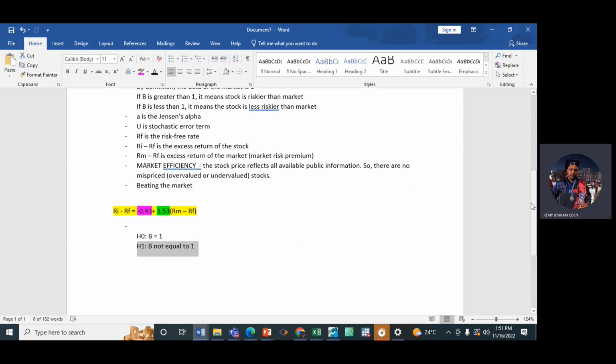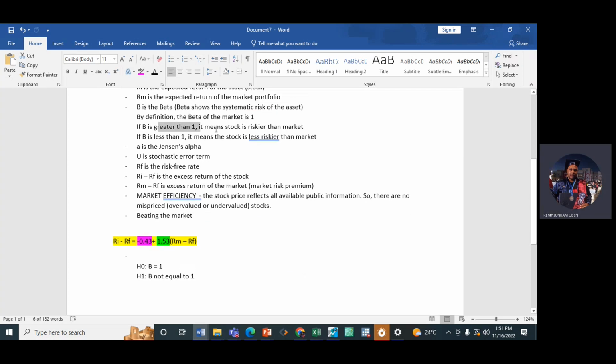If it is greater than 1, then the stock is riskier than the market. If it is less than 1, then the market is riskier than the stock. So since we have found that this value is significant, and then now mathematically 1.53 is greater than 1, therefore this stock is riskier than the market.